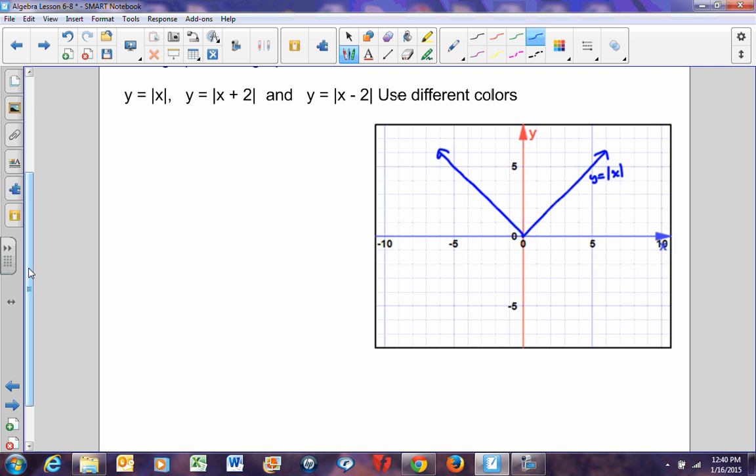Now we're going to take a look at what happens when we have more than just a variable in the absolute value. What happens when we have other numbers in the absolute value besides just the variable itself? So let's take a look at y equals the absolute value of x plus 2. I'm going to do this in red. Again, I'm going to do an abbreviated x and y table, and I'm going to use -3, -2, -1, 0, 1, 2, 3, just like I did before.